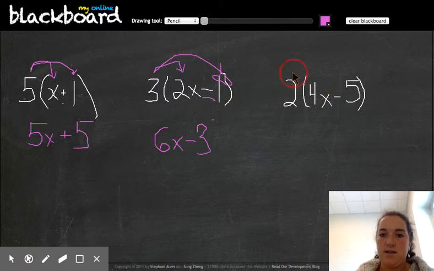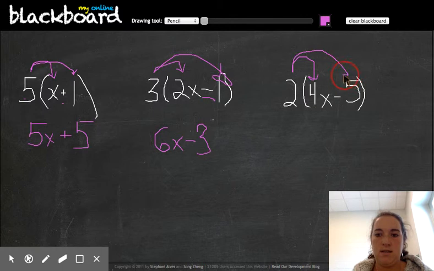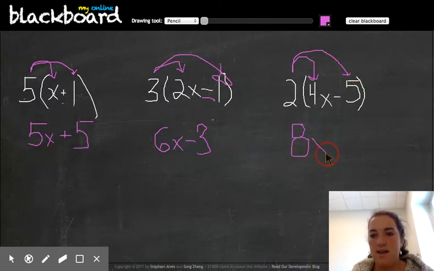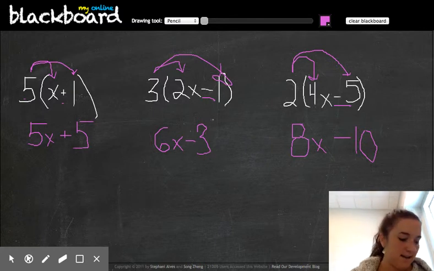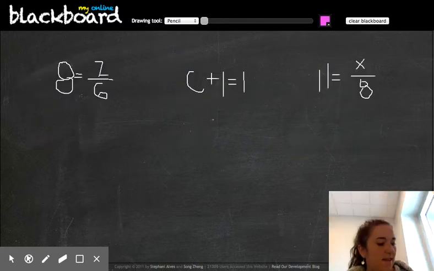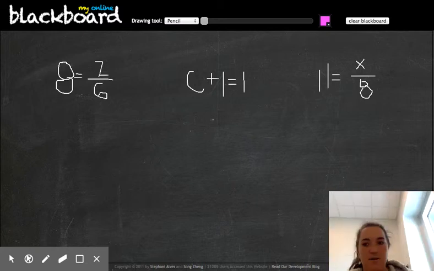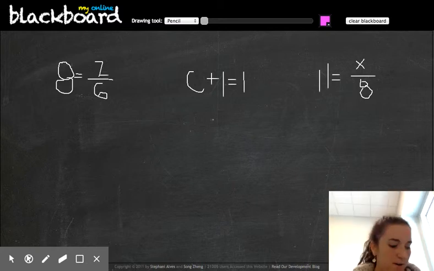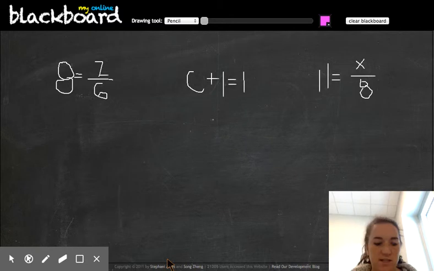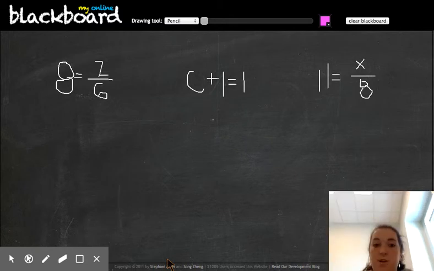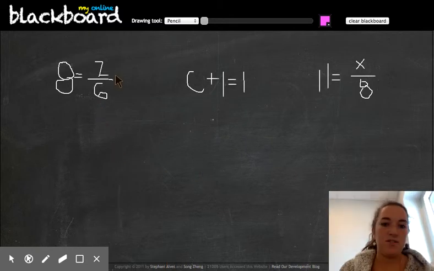Last one. We'll do 2 times 4x, which is 8x. And then we keep our sign, our subtraction, and 2 times 5 is 10. You get 8x minus 10. Okay, so go ahead and try the last 3 distributive property problems on your own. And then we're going to turn to the back and go over some one-step equation problems. When you're with Ms. Mack, you'll be doing both distributive property and 2-step equations.